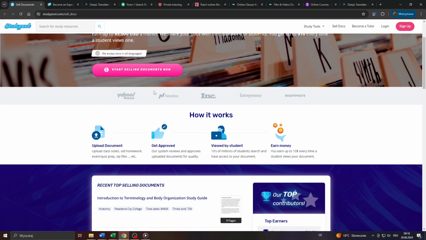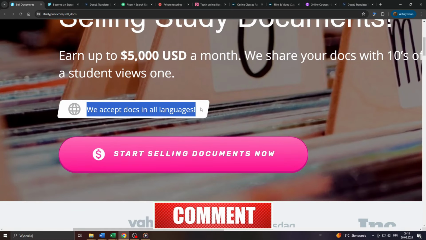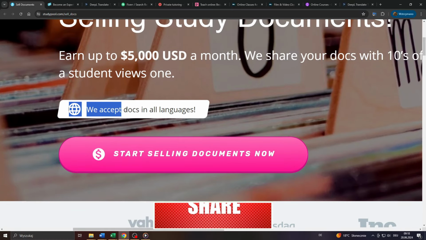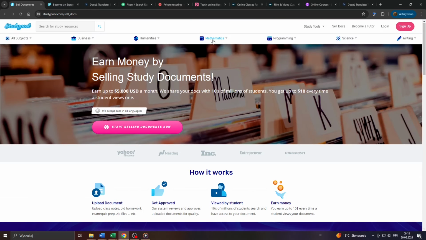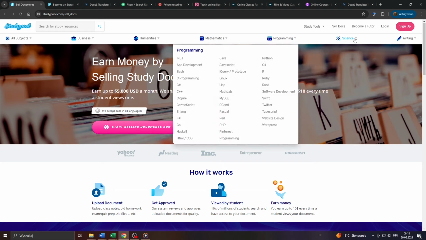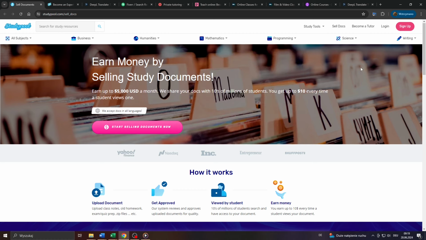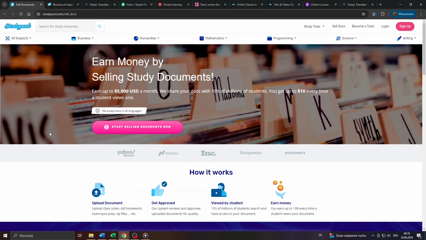And what I like specifically about selling your study homework or documents here on StudyPool is that they accept docs in all languages, and that you can sign up here as a student or online tutor and sell your own documents, class notes and exam preparations in all kinds of topics and subjects out there. For example, in business related topics and subjects, or we got STEM related subjects like mathematics, science, programming, engineering, and so on and so forth. Then we got subjects related to writing, for example, guys, like literature or specific languages you speak fluently or have studied. We accept docs in all languages. There you go, to quote their homepage on this. So it's not only English, guys.